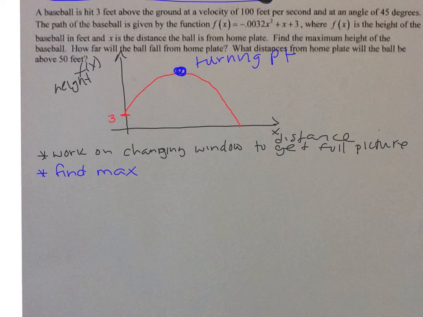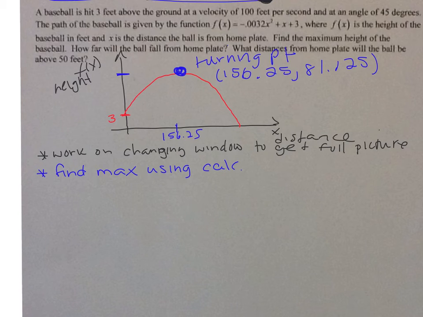So you do second calc, you do the max, you do left bound, right bound, and you ask it to guess. Then the turning point comes out to be 156.25, comma 81.125. Which means this point right here on your x-axis is 156.25, and your height, your max, is 81.125. So let's write that down. We have a max height of 81.125 feet.